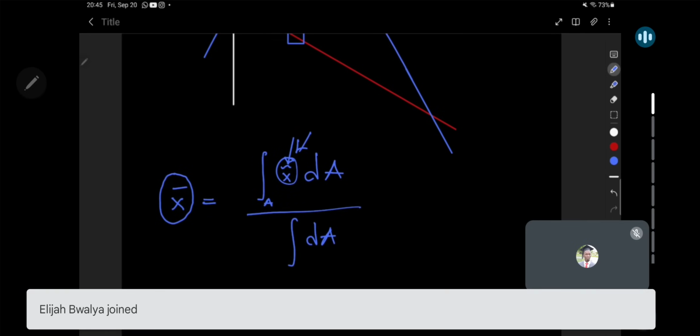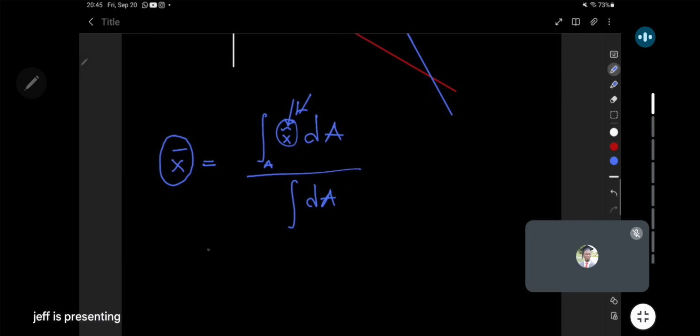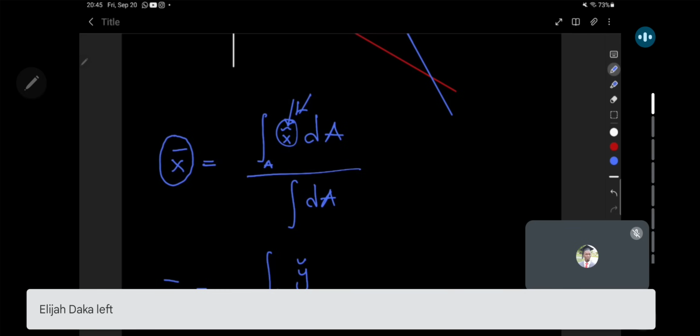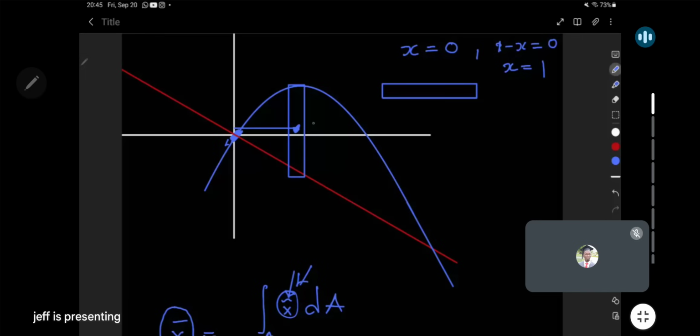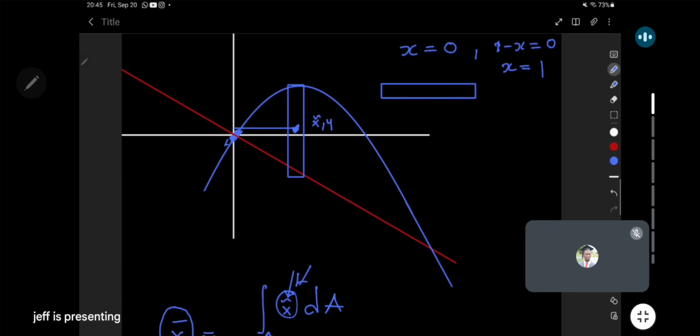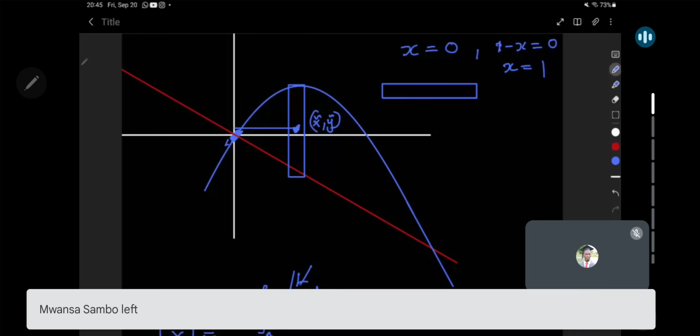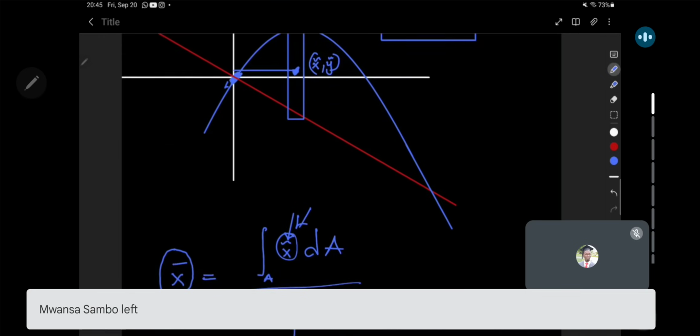So this formula is going to give you the x coordinate of the centroid, or the center of mass. Then y bar will be the integral of y tilde dA. Again, y tilde will be the y coordinate of that centroid. So this centroid here is going to have an x tilde, comma y tilde. Now we just have to see how to find those two.